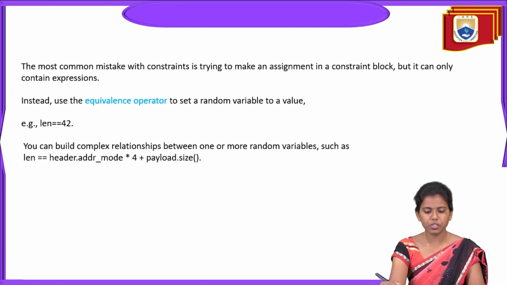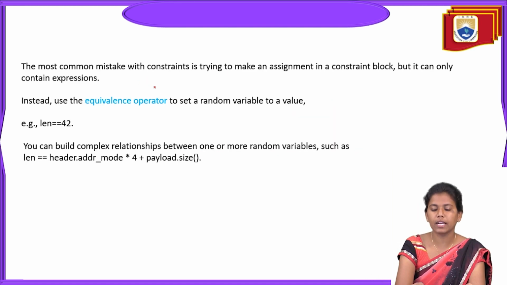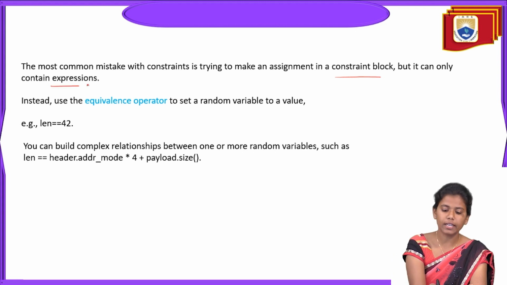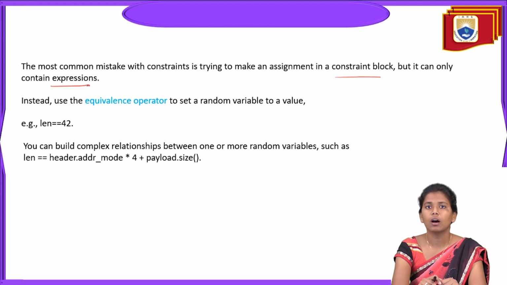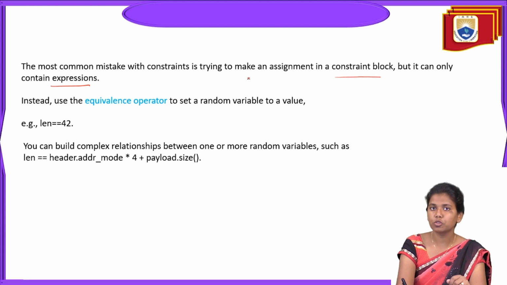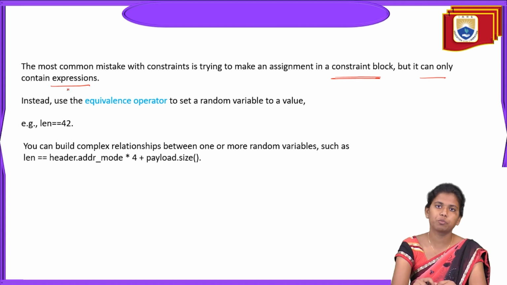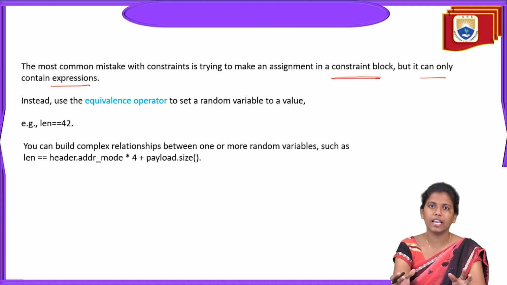So these are the simple expressions, and the most common mistake with constraints is trying to make an assignment in a constraint block, but it can only contain expressions. So here the most common mistake that we can make as a designer with constraints is trying to make an assignment in a constraint block, but it can only contain expressions.